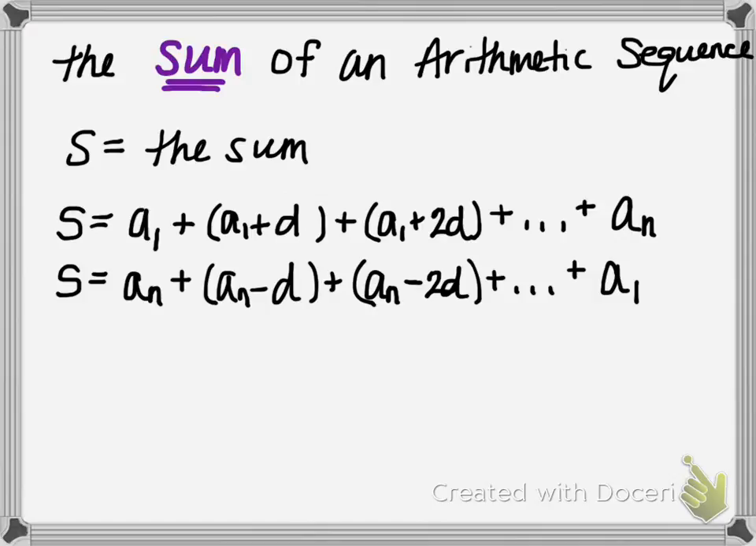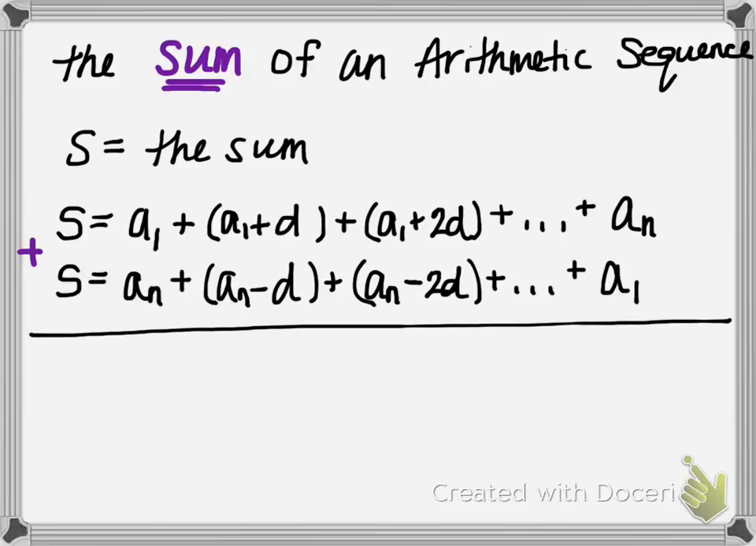So right now we have two different ways of defining the sum of the sequence. Let's treat this like a system of equations. And now let's go ahead and add these two equations together. It's as if we're using the addition method or the elimination method for solving a system of equations. So we're going to add straight down. On the left side, we have S plus S is equal to 2S. Now on the right side, when we're adding straight down, we have a sub 1 plus a sub n. I'm going to write that as the quantity a sub 1 plus a sub n.